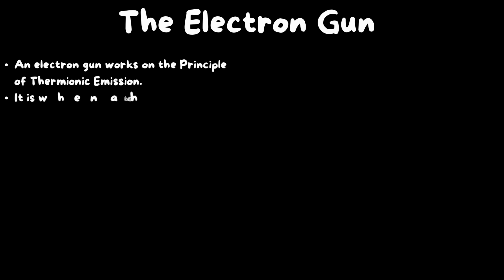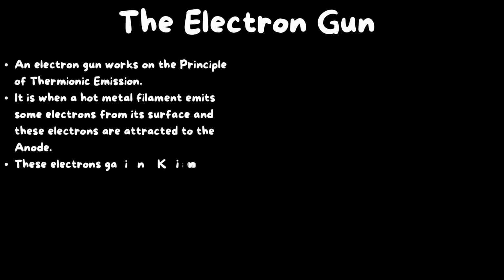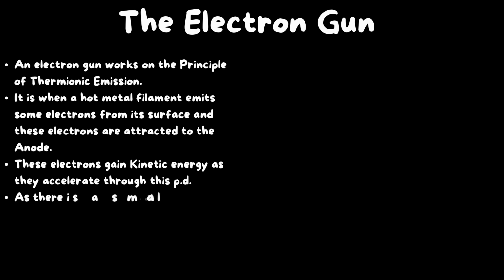Let's talk about this interesting concept of the electron gun. The electron gun works on the principle of thermionic emission. So what is thermionic emission? Well, it is when a hot metal filament emits some electrons from its surface, and these electrons are attracted to the anode. And these electrons will gain kinetic energy as they accelerate through this potential difference.